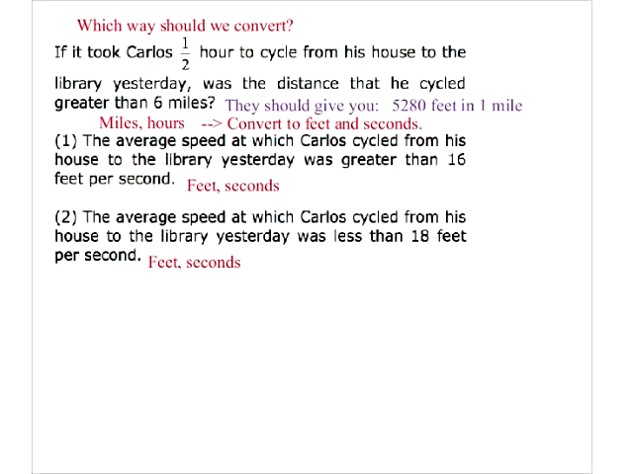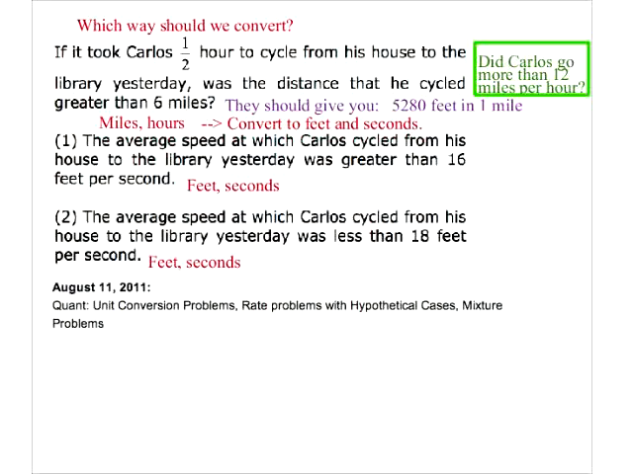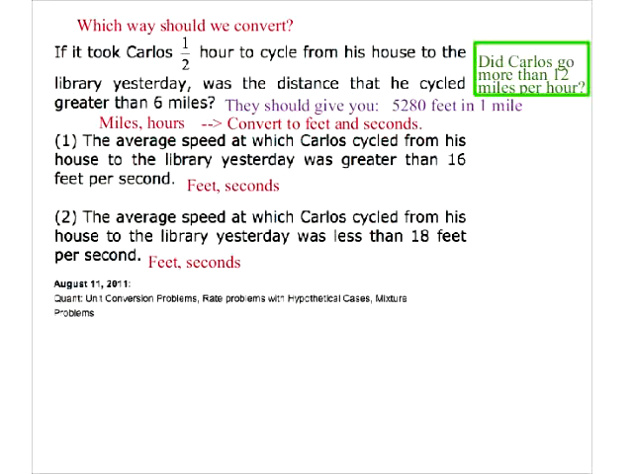So this is 6 miles per half hour, so that's 12 miles per hour. So the question is, did Carlos go more than 12 miles per hour? So we need to convert 12 miles per hour into feet per second. We have covered unit conversions in the study hall. If you don't remember how to do them, then here's the study hall session that you would look at. If you don't know what we're doing in the following work, then watch the study hall from August 11th. If you don't understand what we are doing, then watch this archived video.